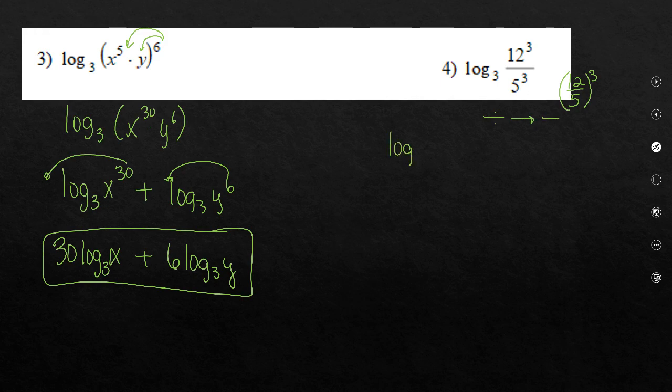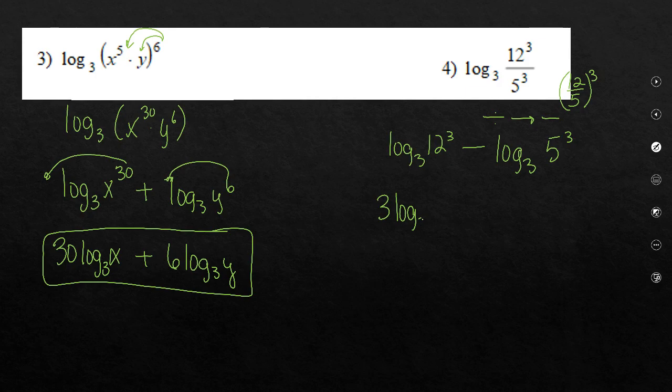So I have log base 3 of the numerator, 12 to the 3rd power, minus log base 3 of the denominator, 5 to the 3rd power. And now we're going to take those exponents and make them coefficients.